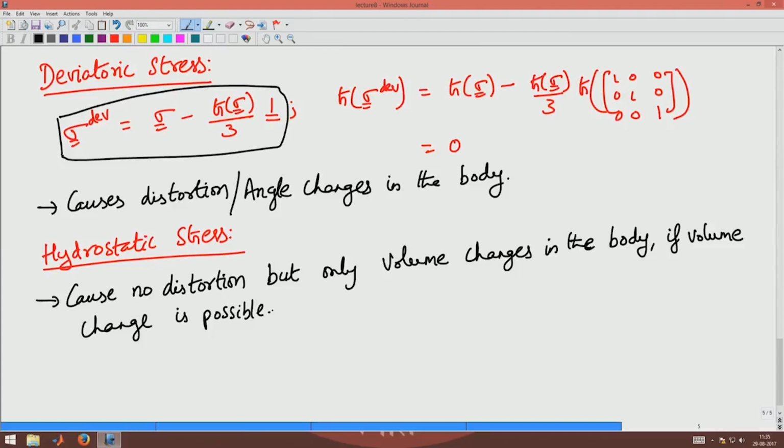Okay. There are bodies whose volume won't change due to the application of hydrostatic pressure. Such bodies are called incompressible bodies. Okay. So, basically now hydrostatic pressure is the one which causes volume change, deviatoric stress is the one that causes changes in angle or distortion of the body. Okay.